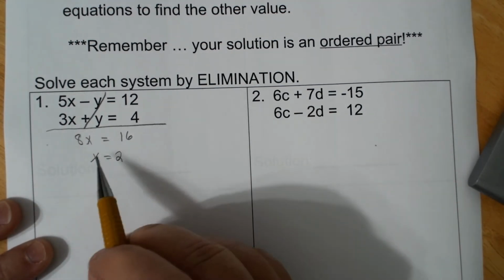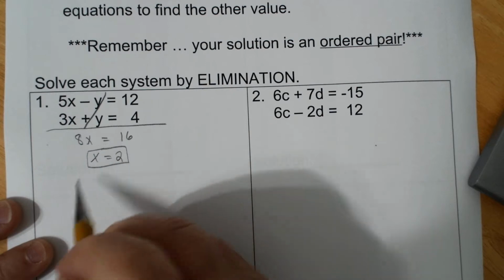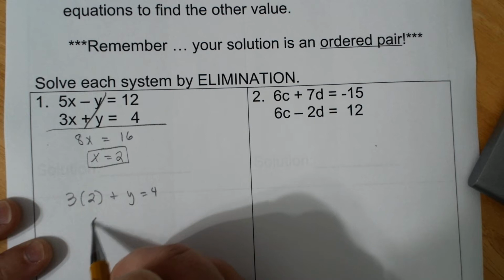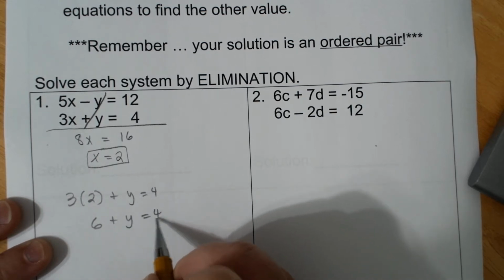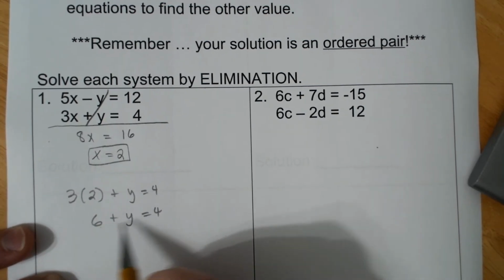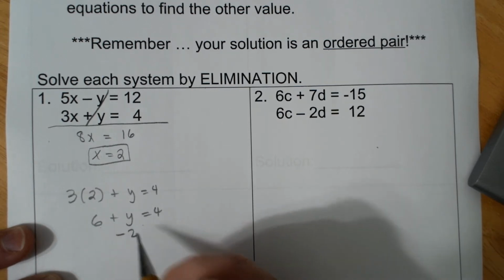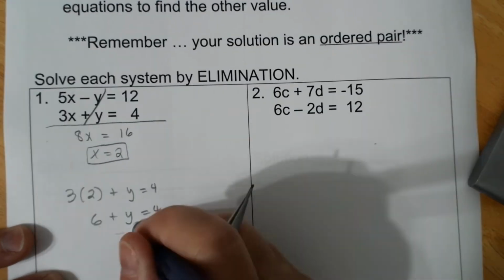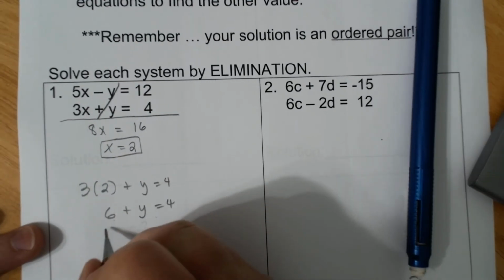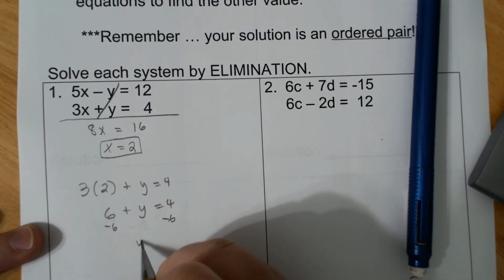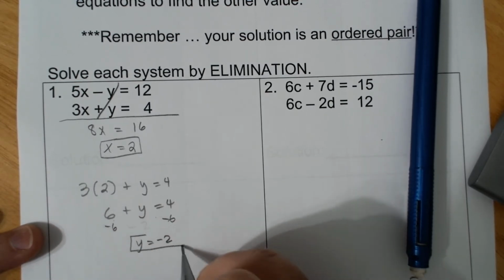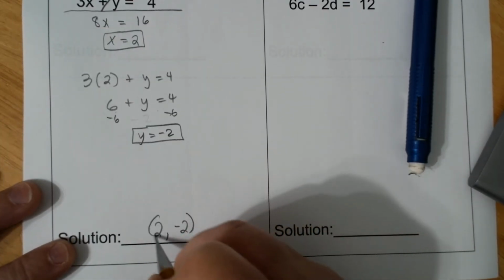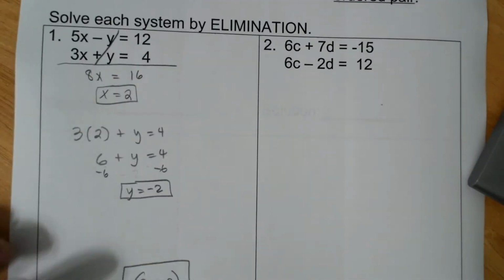Then I substitute the 2 into either equation. 3 times 2 plus y equals 4. 6 plus y equals 4. What do I have to add to 6 to get to 4? A negative 2. Or you can do negative 6, y equals negative 2. 2 comma negative 2 is your coordinate that is the solution.